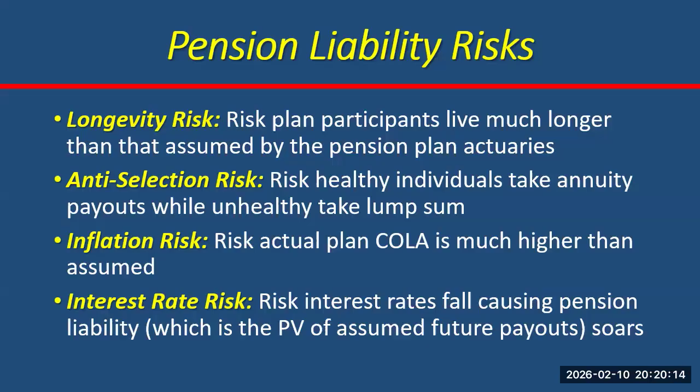You're trying to decide, do I take the lump sum or the annuity, and then interest rates fall down to 2%. And so your pension plan that was worth maybe $1 million, now it's worth $2 million. You're like, you know what, I'll take the $2 million today and I'll invest it because interest rates are likely to come back up. So that's the anti-selection risk. So longevity risk, people live too long.